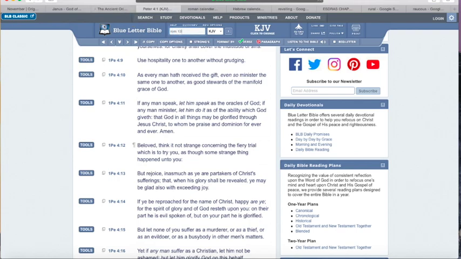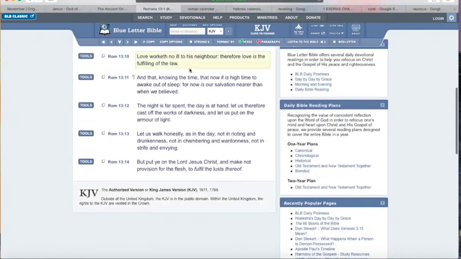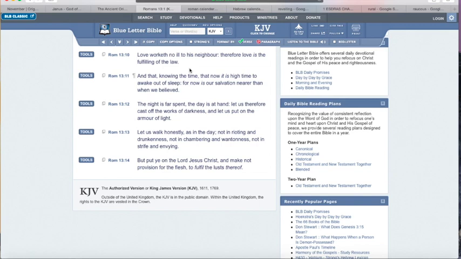Matter of fact, let me finish that up. Actually, drop down to verse 14. "But put ye on the Lord Jesus Christ, or Yahushua, and make not provision for the flesh to fulfill the lust thereof."